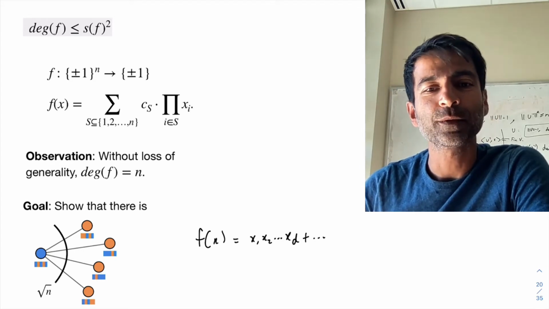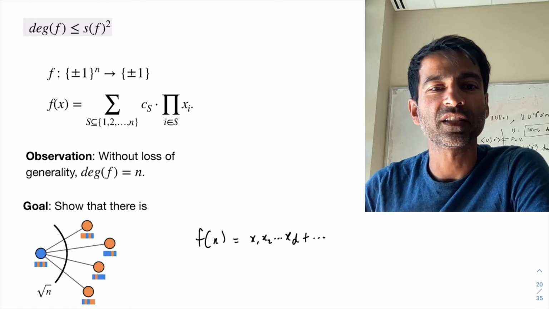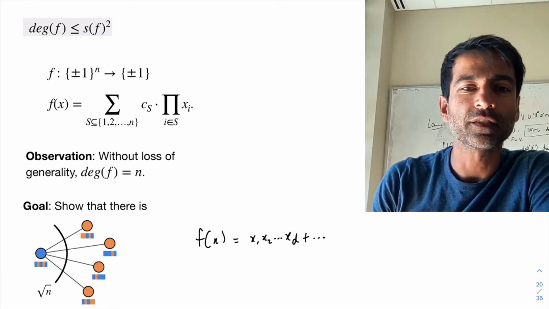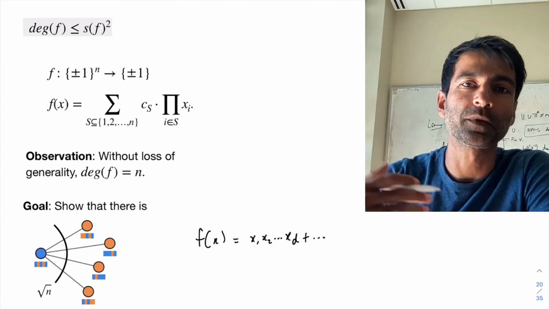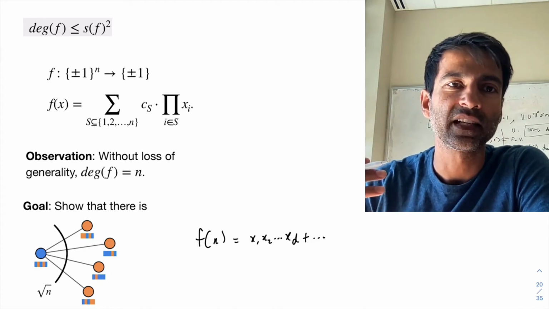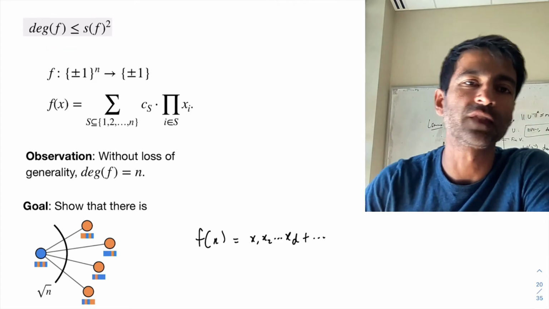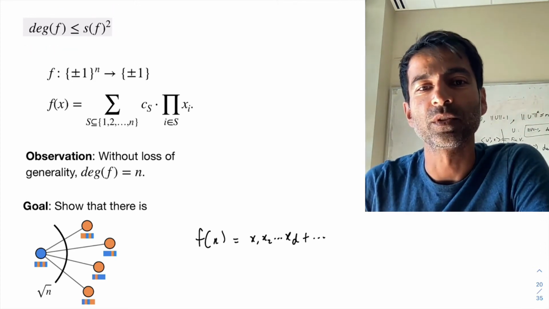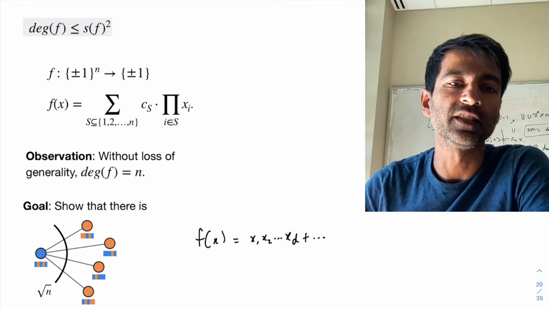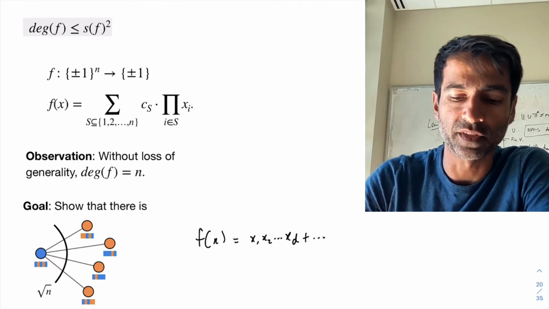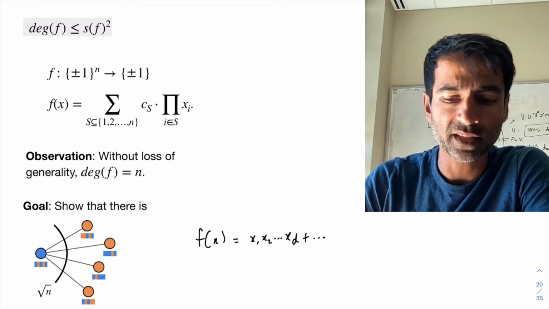But after we do this, we obtain a new function g of x, and then the degree of that new function is equal to the number of free variables. And if you prove this bound for that new function, you also prove it for the old function. Okay. So it's no loss of generality to assume that the degree of the function is full. It's equal to the number of variables. So let's assume that.